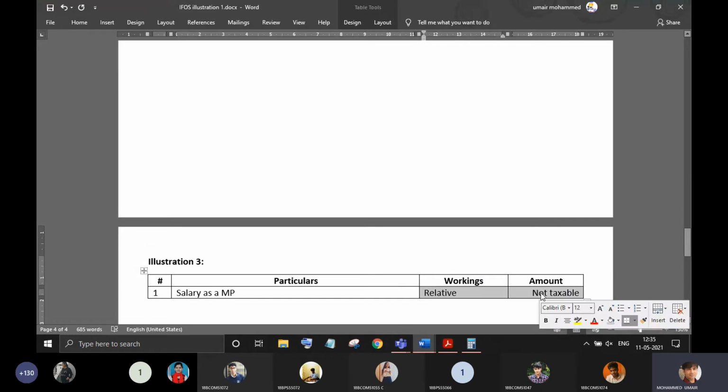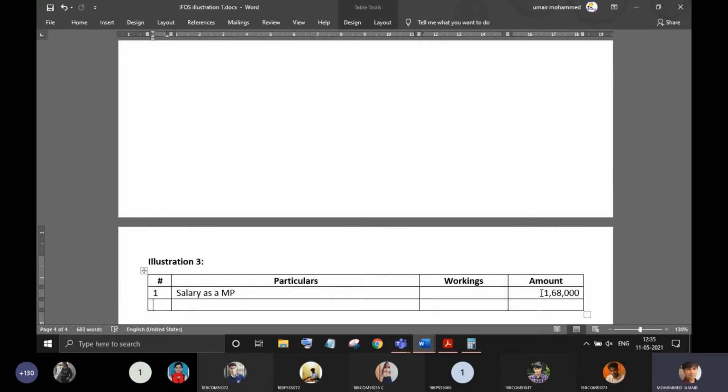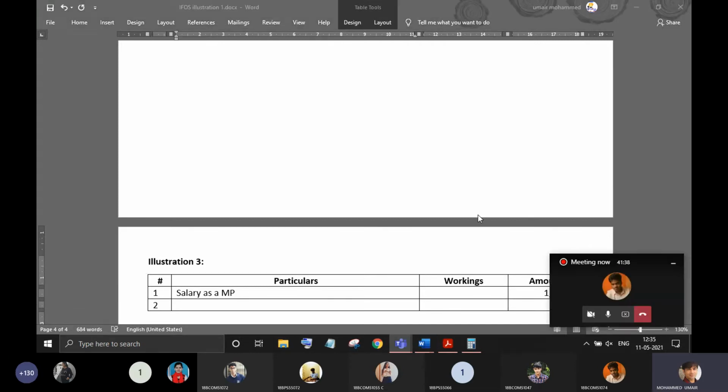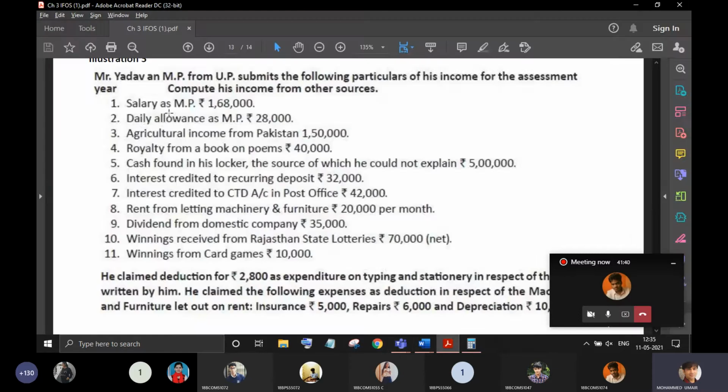The salary of member of parliament is taxable under other sources for a simple reason. There is no employee and employer relationship between MPs and government. MPs are not employees of somebody. MPs, MLAs, MLCs, they represent the government by themselves. So you cannot tell them that they are government employee. They themselves represent the government. Therefore, salaries of MPs and MLAs and MLCs is taxable under the head other sources.